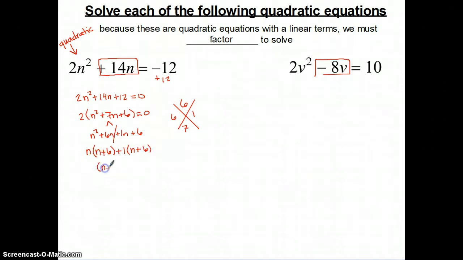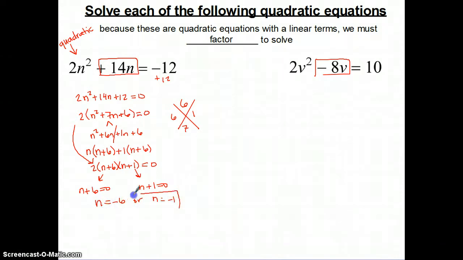There's an n plus 6 in common, so I factor this out, and I'm left with n plus 1. Don't forget to bring your 2 down, stays on the front, and it's all equal to 0. Now we take every factor containing an n and set it equal to 0 to solve. So n plus 6 equals 0, or n plus 1 equals 0. From the first, we find that n may equal negative 6, or from the second, we find that n may equal negative 1.